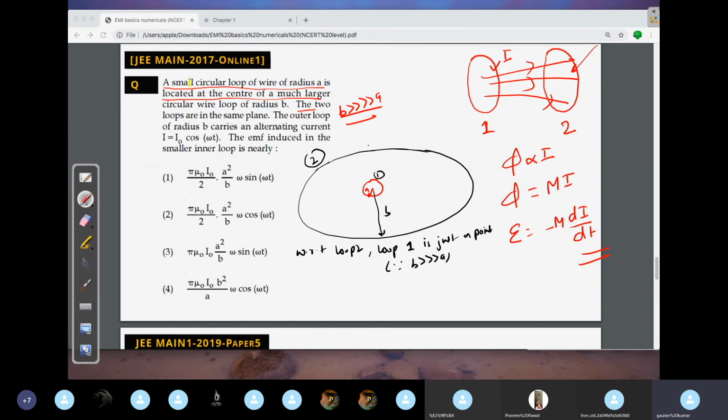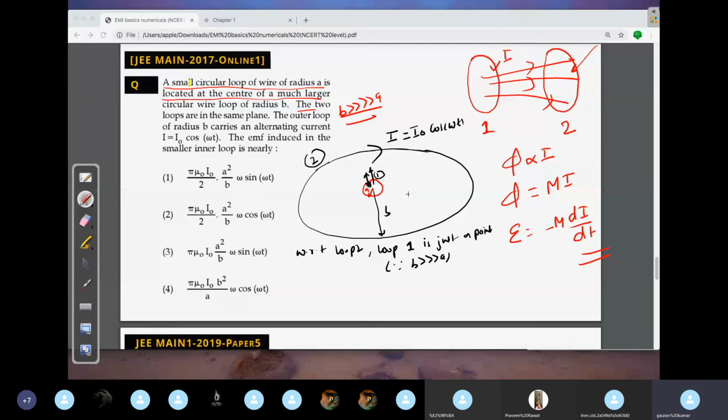Now you are passing a current through this. What is the current value? I equals I naught cos of omega t. It will definitely create a magnetic field here. It will go into or out, because it keeps changing direction. Basically perpendicular to this. If the current varies, obviously the flux will also change, right?